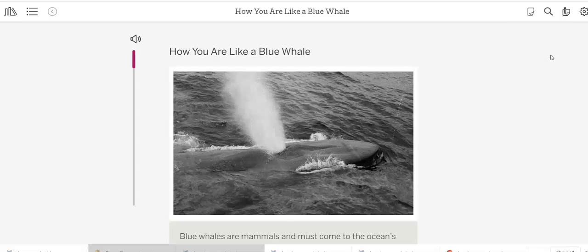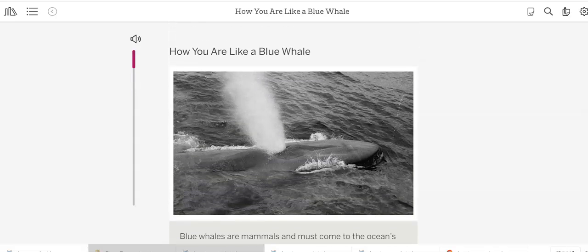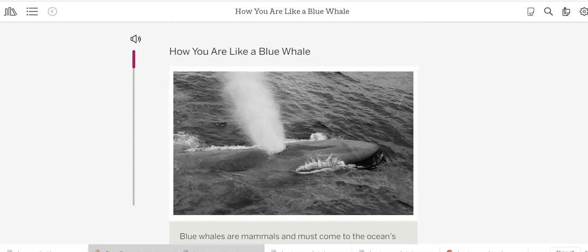Okay, so let's go over a few things. As you notice right here, the little speaker, if you click this, it will read it to you. I use that all the time, almost all through my schooling. If I can get an audiobook of my book, I do, because it helps me focus more. While I'm reading and being read to, I notice more things.